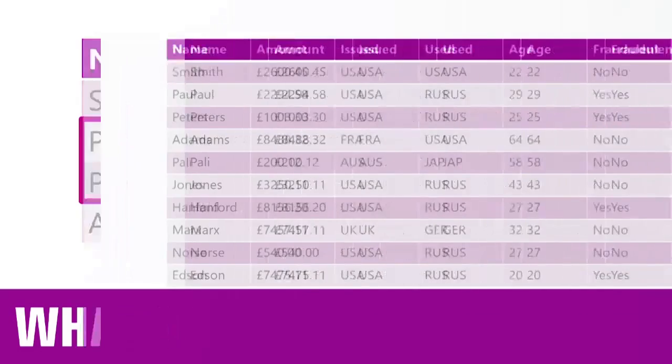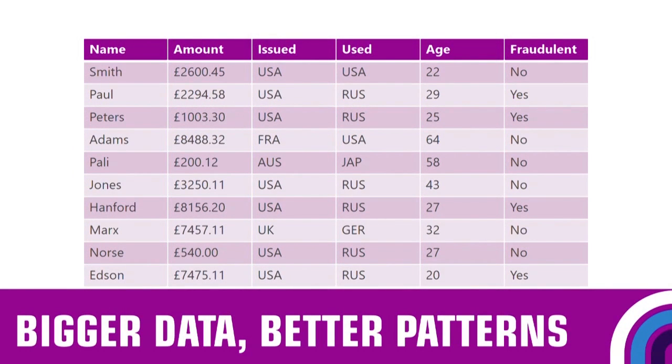So if we take a slightly bigger data set, again, how can we identify? We've got more data to work with here. So which ones are the fraudulent ones here? We can see which ones are. So it's Paul and Peters. It's also Hanford and Edson. Those are the ones that are fraudulent transactions.